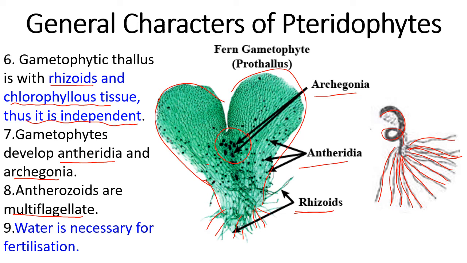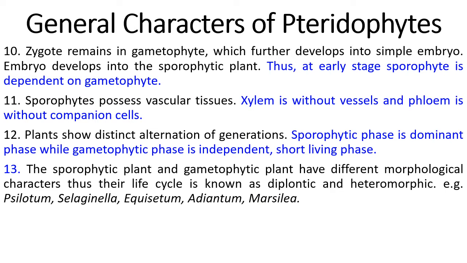Then a very important general character is that water is essential. It is necessary for the process of fertilization. The zygote remains in the gametophyte, which further develops into a simple embryo. The embryo develops into the sporophytic plant. Thus, at an early stage, the sporophyte is dependent on the gametophyte.